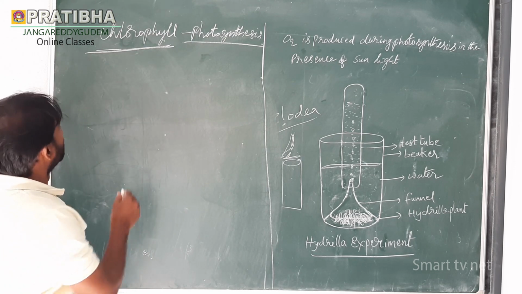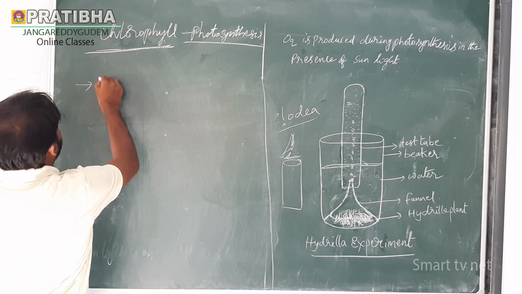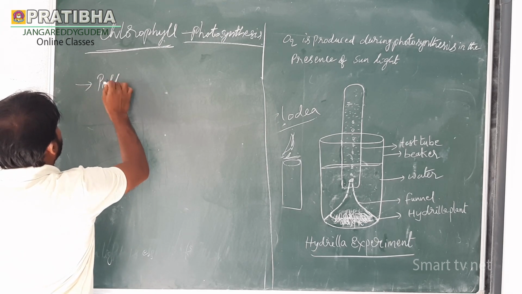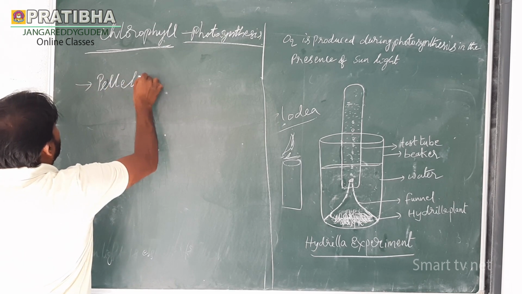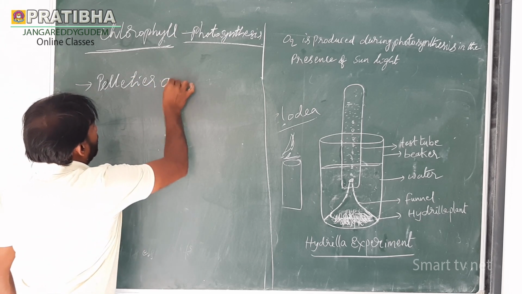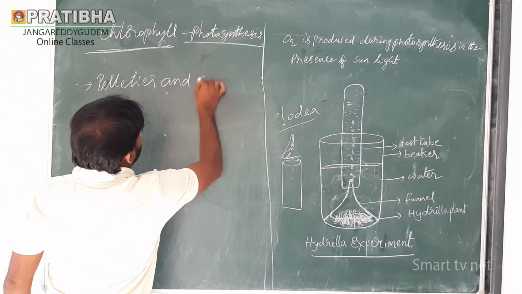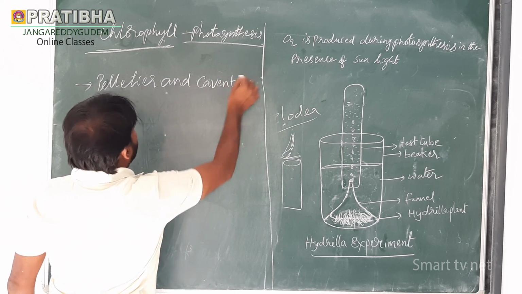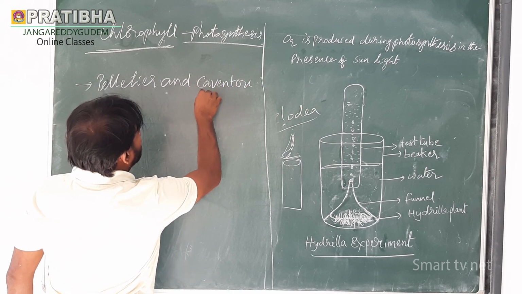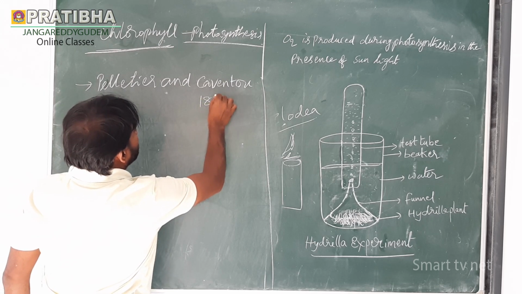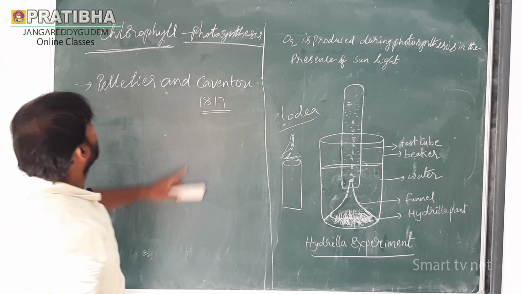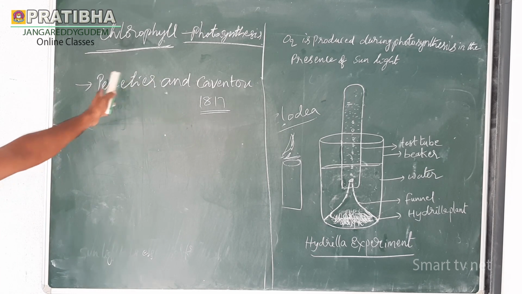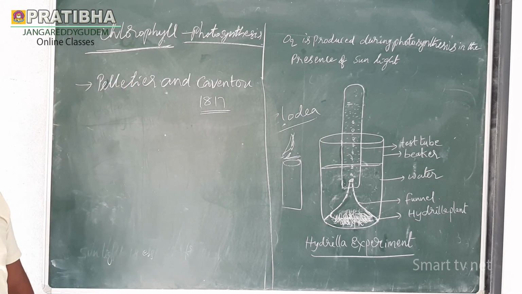Who are they? They are Pelletier and Cavendish. In 1817, these two members isolated the chlorophyll pigment and also gave it that name.